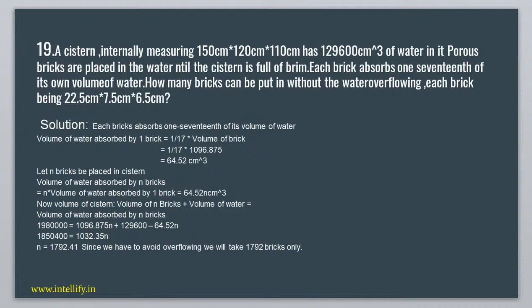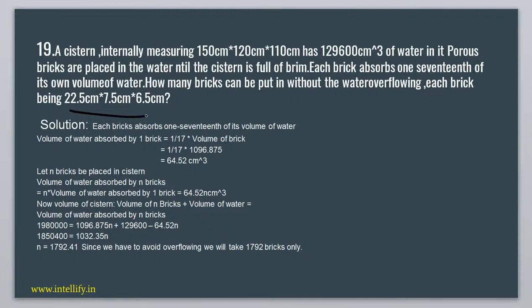Next question: we have a cistern measuring 150, 120 centimeter, 110 centimeter. These are the dimensions. It has 129,600 centimeter cube of water in it. Porous bricks are placed in the water until the cistern is full to the brim. Each brick absorbs 1/17th of its own volume of water. So how many bricks can we put in without the water overflowing? The dimensions of the bricks have been given here.